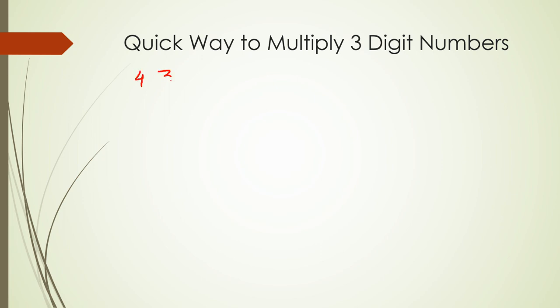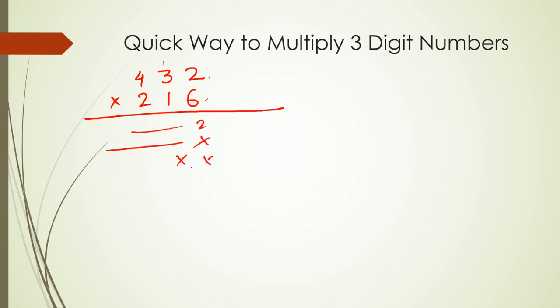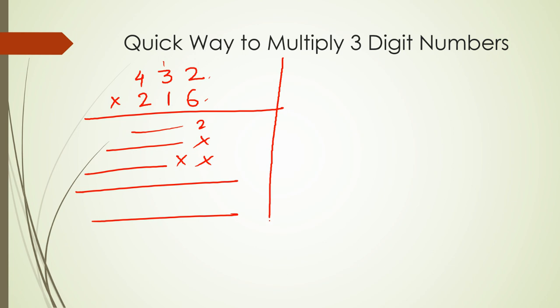Let's say we need to multiply 432 times 216. In the traditional method, it will take a long time, right? 6 times 2 you will multiply, 12 like this, and then 1 times all this, and then 2 times all this, and then you have to add it up again. So it takes a long time to multiply using traditional methods. So we will try to find a solution, or would be a better word, we will try to learn how to do it using Vedic mathematics.